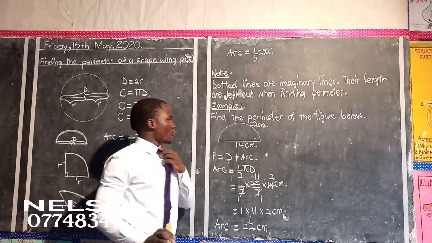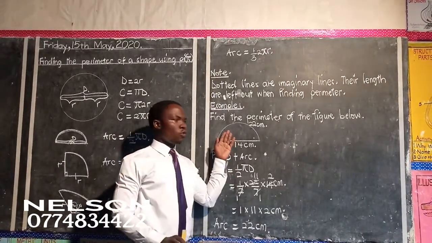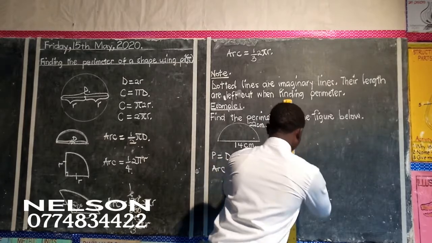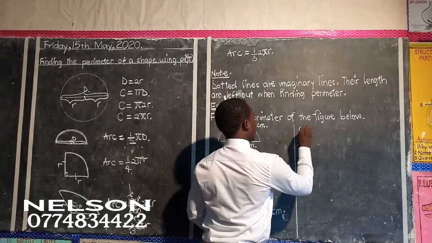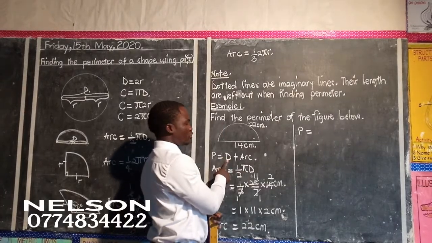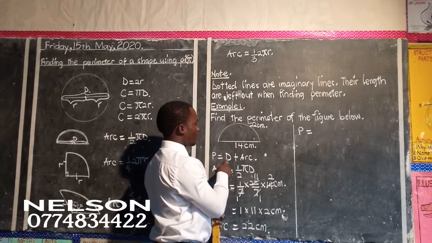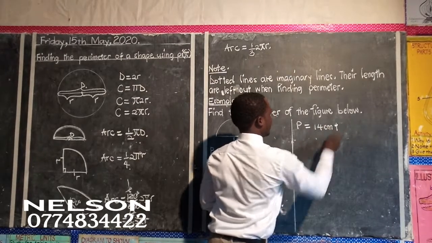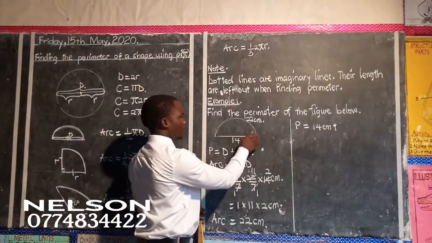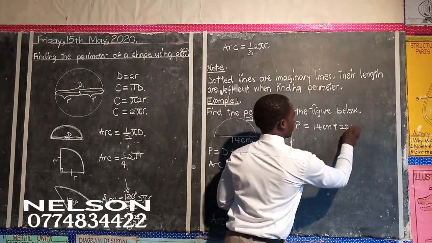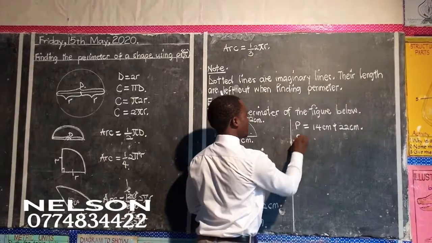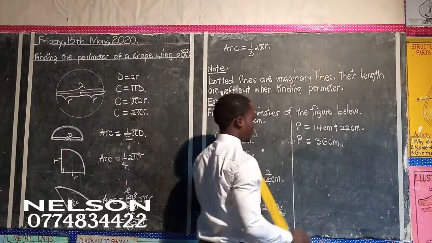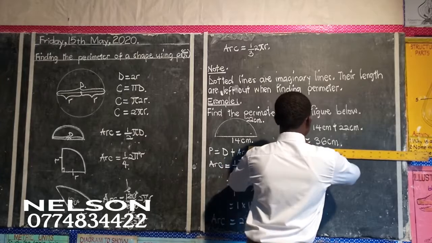Having reached there, we can now find the perimeter of this figure here. We say the perimeter is equal to diameter plus arc. And our diameter here is 14 centimeters plus the arc, which is 22 centimeters. And therefore, our perimeter equals 36 centimeters. That is our example one.